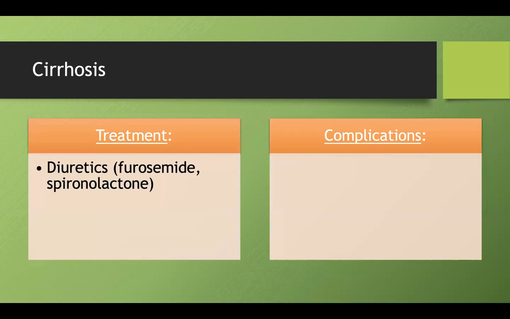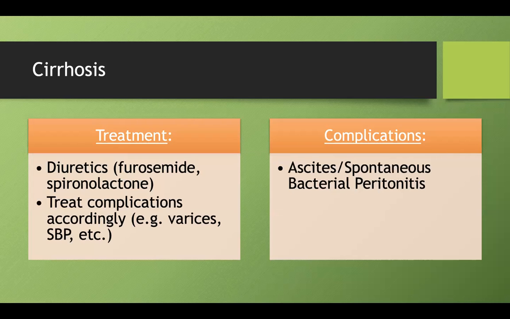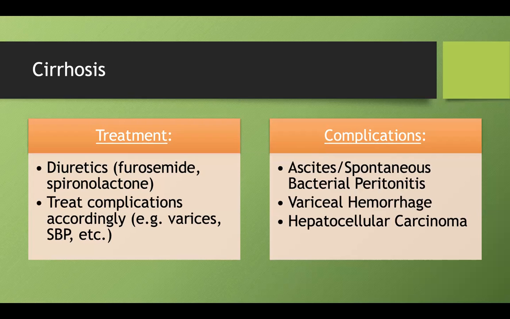The treatment for liver cirrhosis, you usually give diuretics, and you have to treat the complications. And some of those complications we've already talked about. Pretty much everything I've talked about already is technically a complication, right? Like some sort of symptom of cirrhosis. We talked about ascites and SBP as well. You can get variceal hemorrhage from those esophageal varices, those anorectal varices. You can get hepatocellular carcinoma.